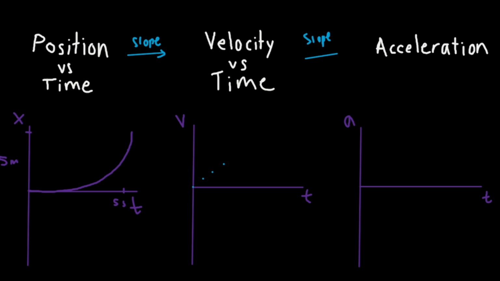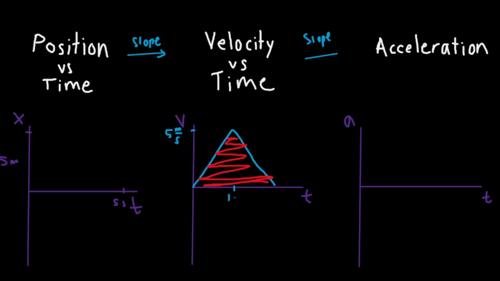Now, if we weren't given the position versus time graph, but we were given the velocity versus time graph, so let's say the velocity versus time graph was something like this, and you needed to find the displacement of the object, how would you do this? You would do this by calculating the area under the curve. So everything in red right here, you'd have to calculate. So let's say the object was at 5 meters per second at 1 second, and at 0 at 2 seconds, and 0 at 0 seconds.